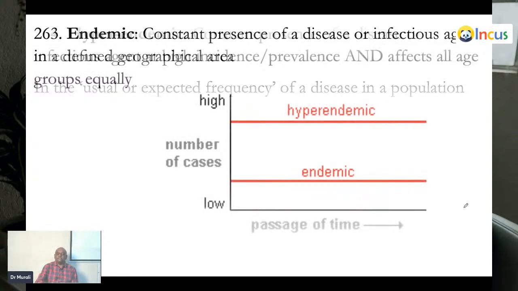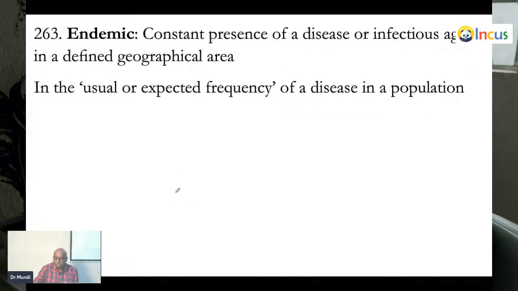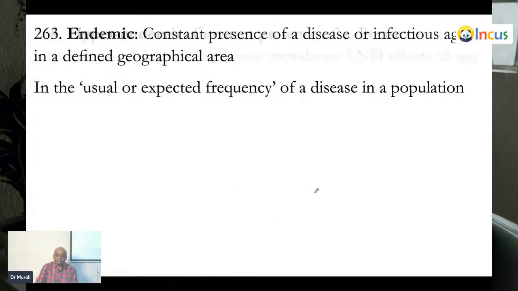So endemic is basically every disease you expect to continue to stay, and the cases happen at an expected frequency, then you call it endemic. That is what you need to remember.